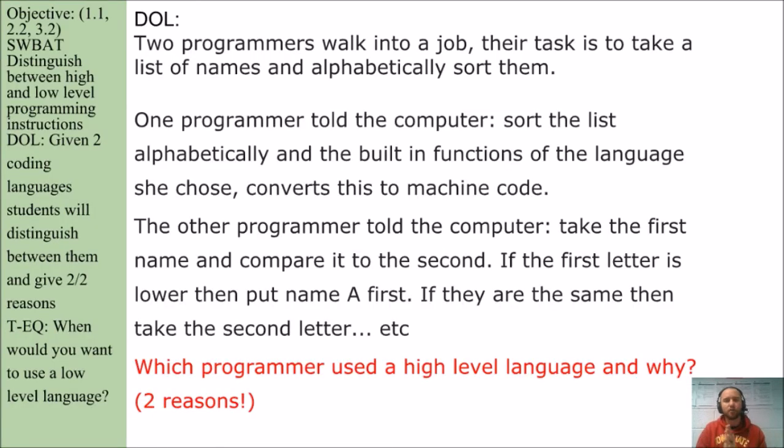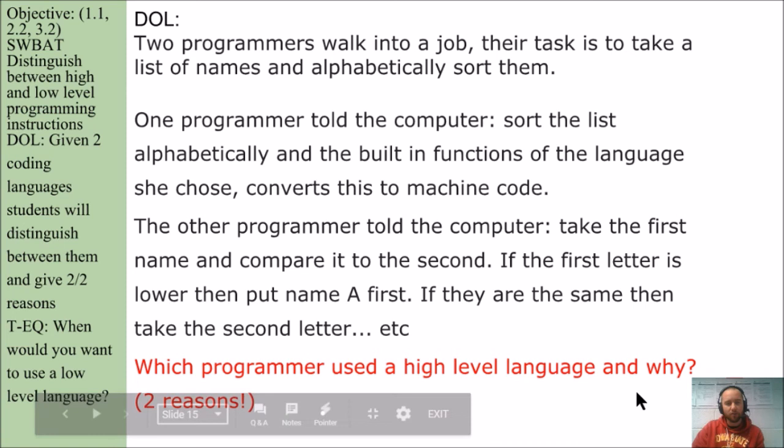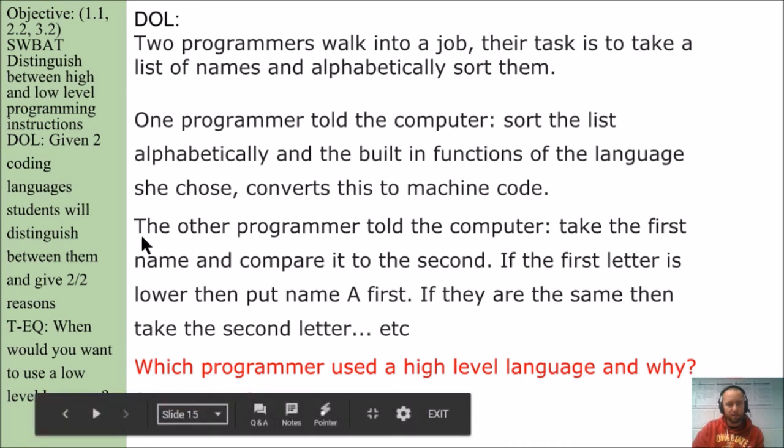Two programmers walk into a job. Their task is to take a list of names and alphabetically sort them. I want you to tell me which programmer used a high-level language and why. So one programmer told the computer, sort the list alphabetically, and the built-in functions of the language she chose convert this to machine code. The other programmer told the computer, take the first name and compare it to the second. If the first letter is lower, then put name A first. If they are the same, then take the second letter, etc. So which programmer used a higher level language, the first one here or the second one? And why?